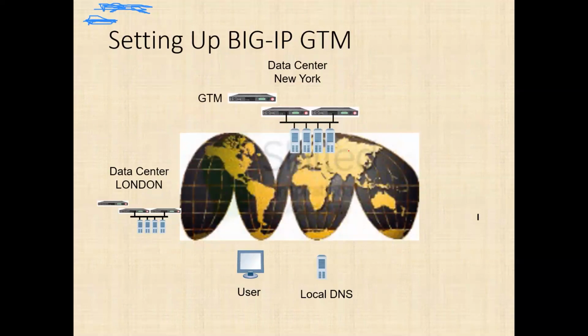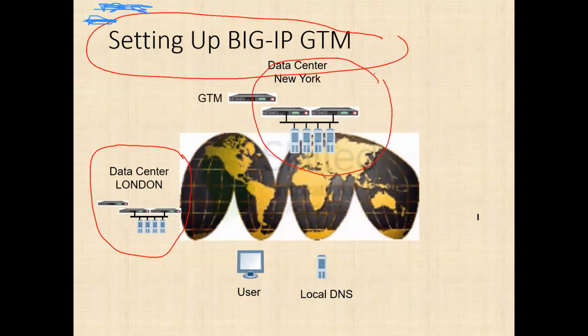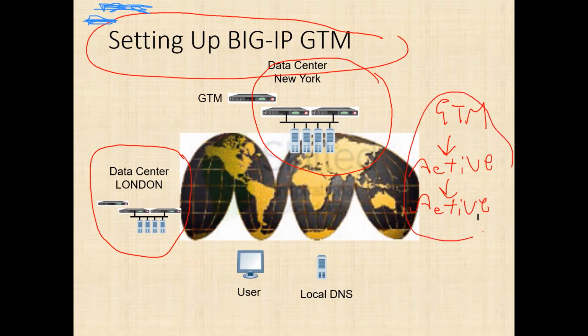So in our topology of BIG-IP GTM, we are using two data centers. One is the London data center and one is the New York data center. And GTM has been deployed active, so that if one data center goes down, the application would be available and DNS would be available 24 by 7.